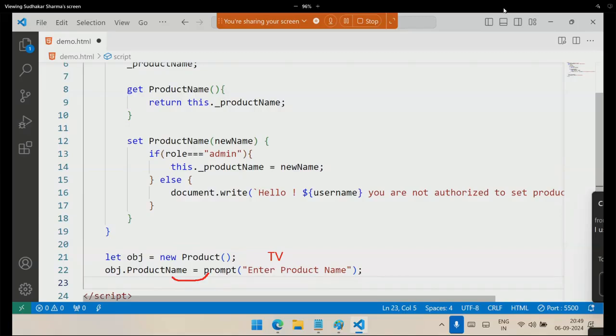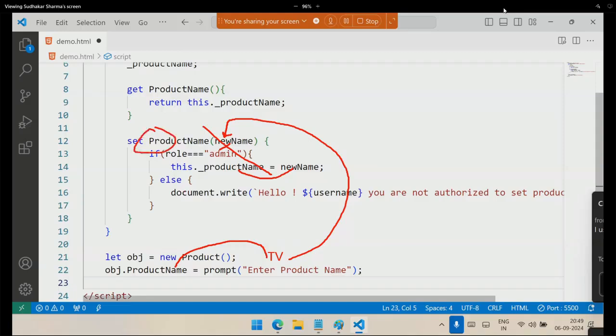property, but this is actually not a property. It is an accessor now. It is not a property. The original property name is different. It is an accessor. Then where will the data go first? That means when you enter TV, it will go to this accessor. It will send the TV here. Now what it will do, it will verify, is it admin? If it is admin, then it will store inside the property. Otherwise, it will not. That means whether the new value you entered can be stored inside the property will be decided by this accessor.